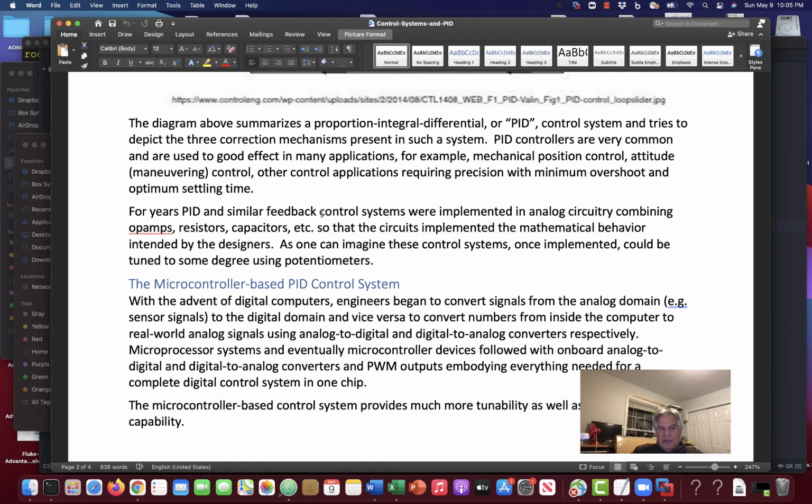PID controllers and similar feedback control systems were implemented in analog circuitry combining op amps, resistors, and capacitors. Actually, before op amps, they built op amps with tubes, and control systems were built with tube circuits, and they worked quite well. In World War II, a lot of early control systems were built using vacuum tube operational amplifiers, and they were able to build closed-loop control systems for steering radars and aiming guns and, you know, controlling rudders and all that sort of thing.